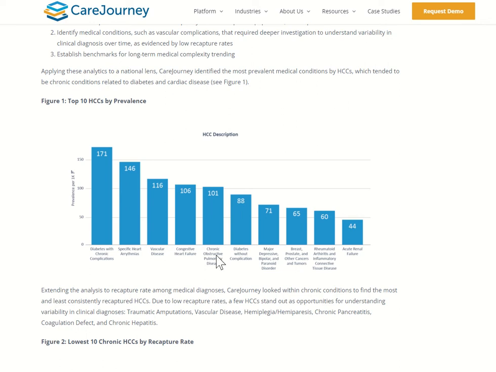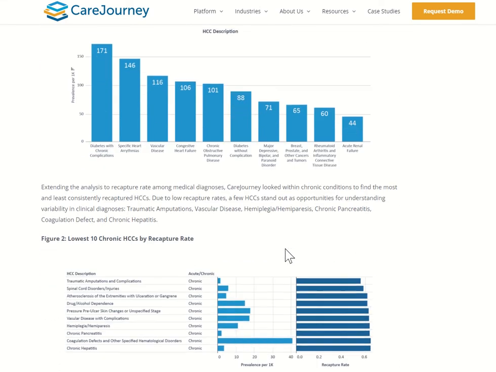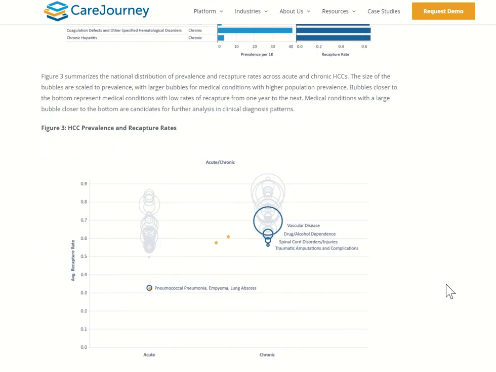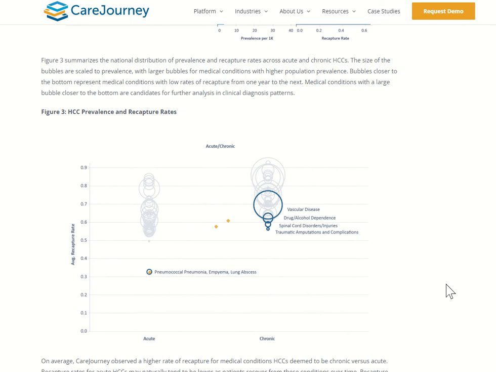Beyond this, we want to go deeper and understand how frequently providers are recoding HCCs. And we are finding that some HCCs have relatively low recapture rates as compared to other, higher recaptured HCCs. And if we stratify these by acute HCCs and chronic HCCs, we see that the chronic HCCs are more frequently recaptured and also of higher prevalence.